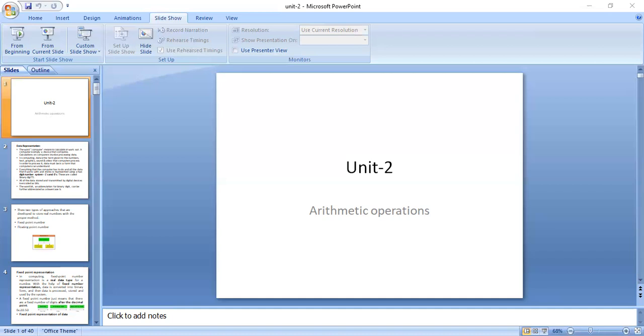1 0 0 means the equivalent value is minus 2. 1 0 1 means the equivalent value is minus 1. That is, I position value is minus 2. 1 0 1 means minus 1. 1 1 0 means minus 1. 1 1 1 means 0.